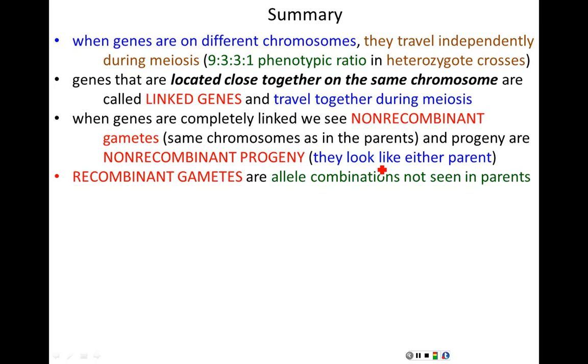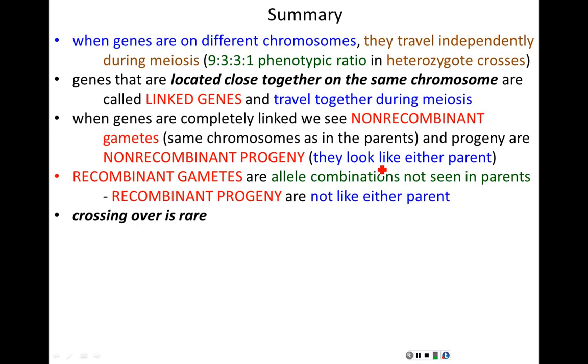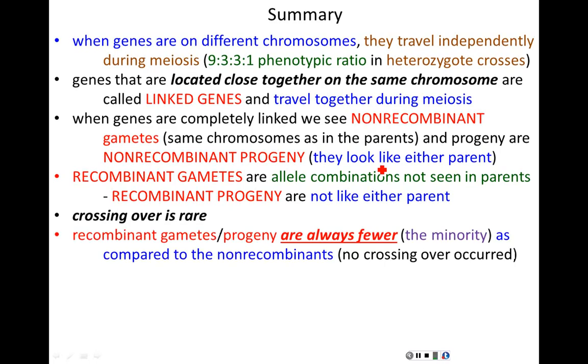So when you get recombination, you get recombinant gametes. These are allele combinations that were not present in either parent. These gametes give rise to recombinant progeny that are also unlike either parent. But these recombination events are rare. They don't occur frequently. Therefore, recombinant gametes are rare, recombinant progeny are rare, and so they are always the minority in the progeny. Recombinant progeny are always fewer in number as compared to the non-recombinants that came by no crossing over.